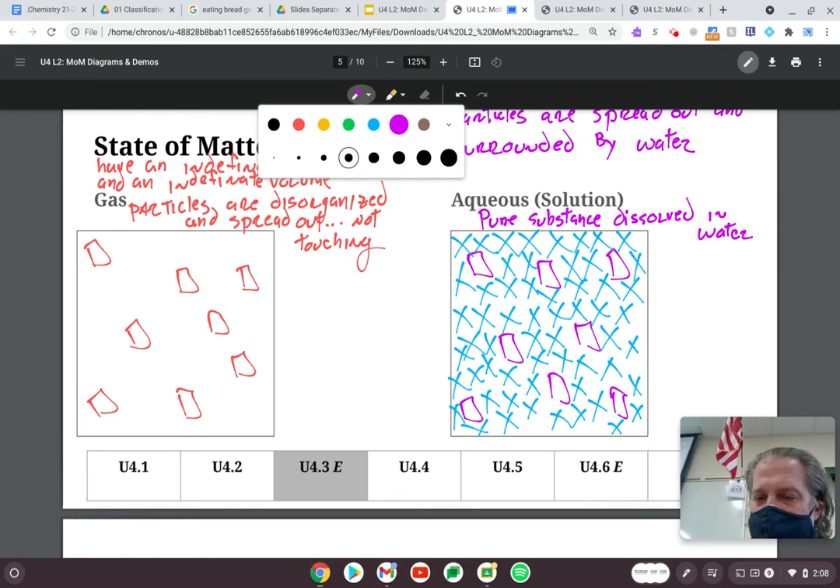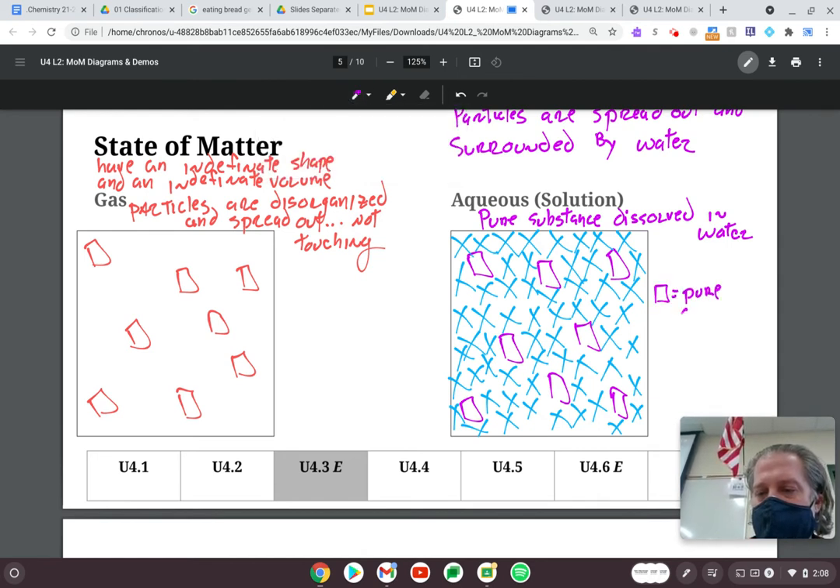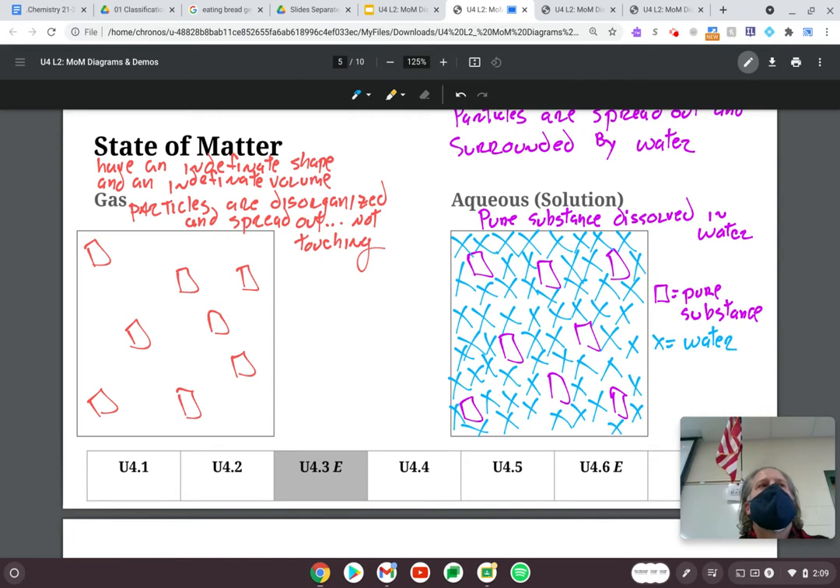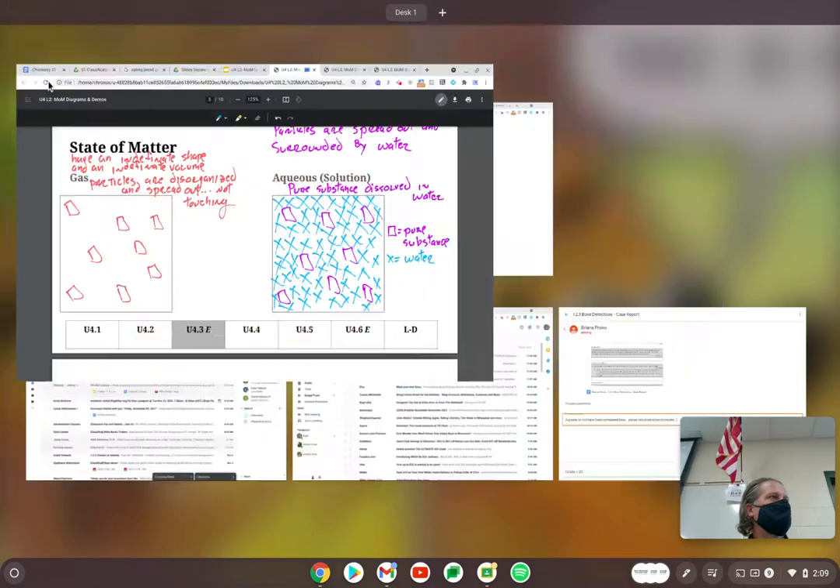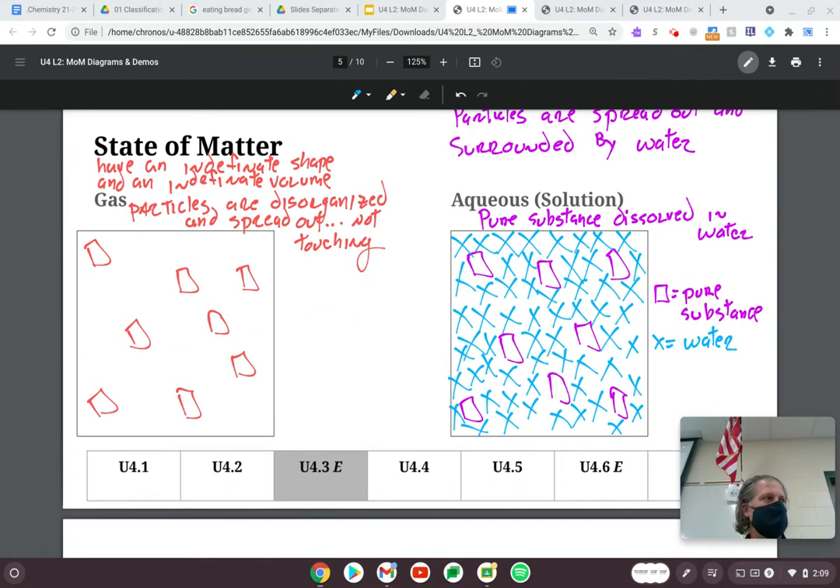So in this instance, I would make a key because I have two different things going on. So the triangle would be my pure substance. And the X would simply be water. And so that is the basics in terms of how we draw the different states of matter. And the newish one is something we say is aqueous.